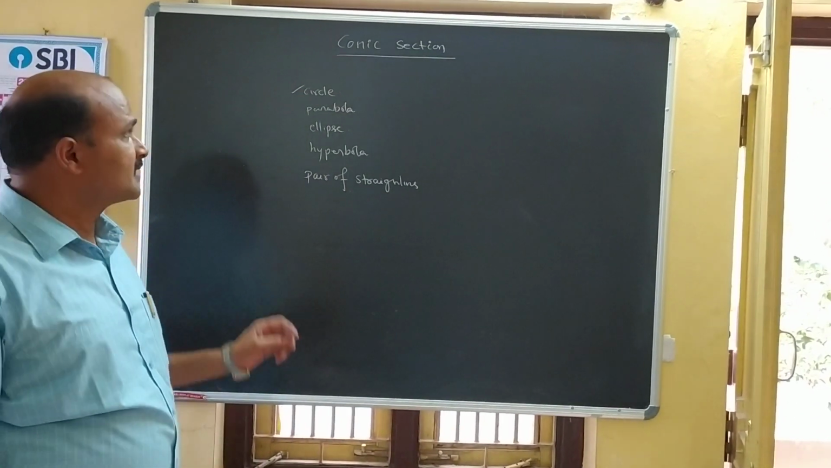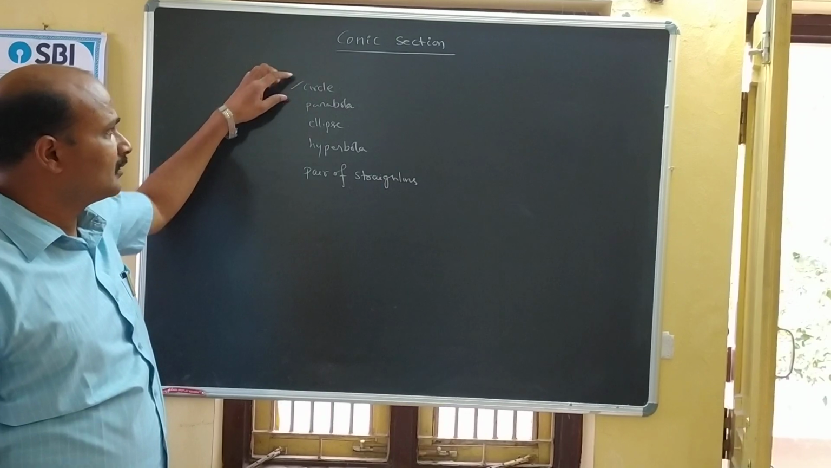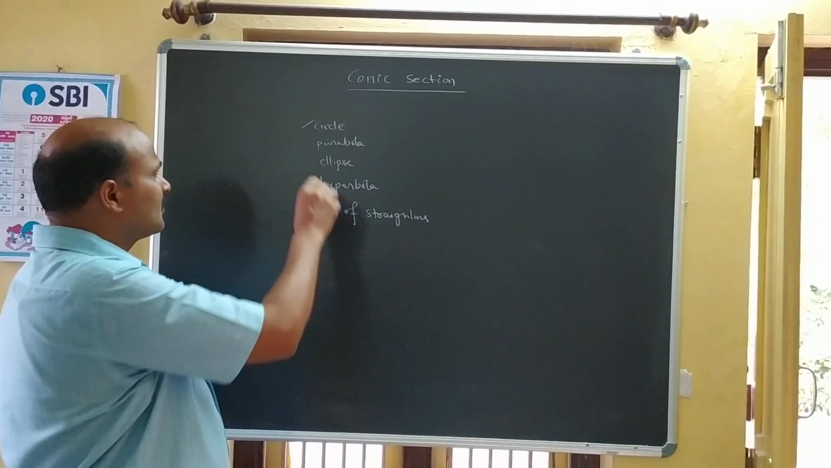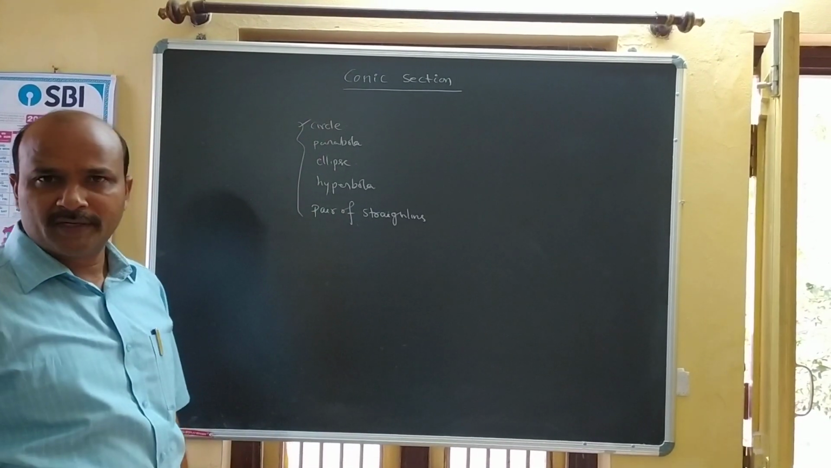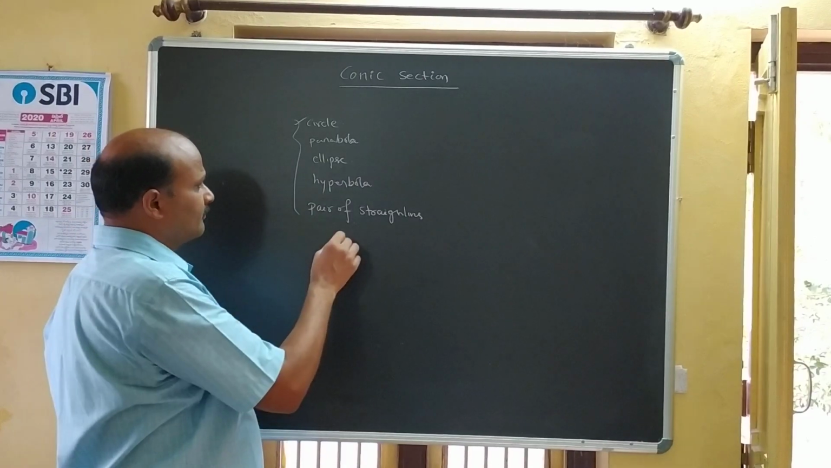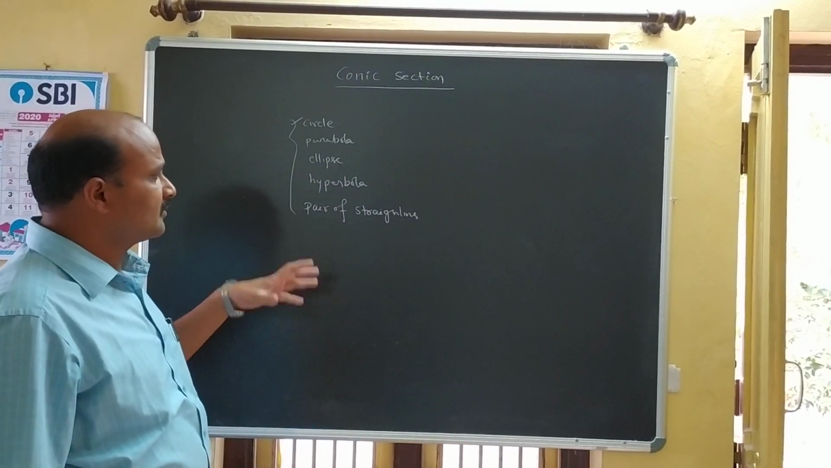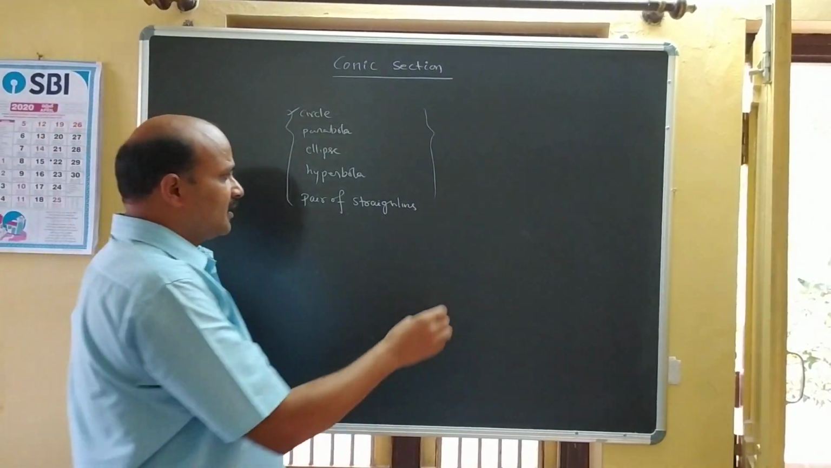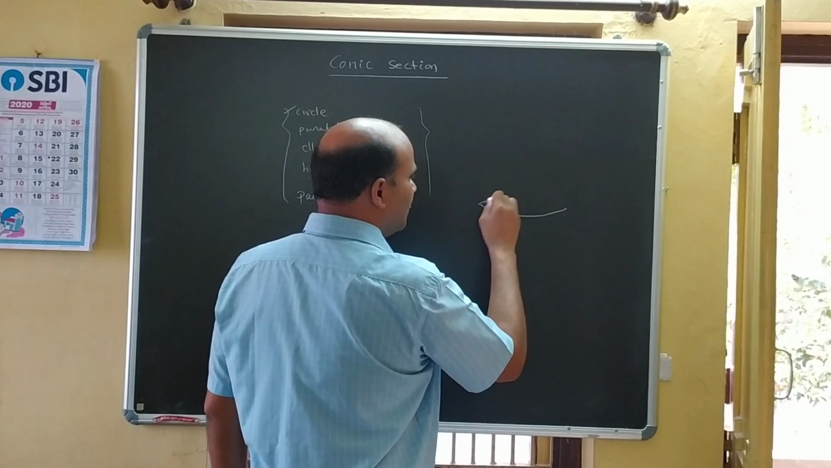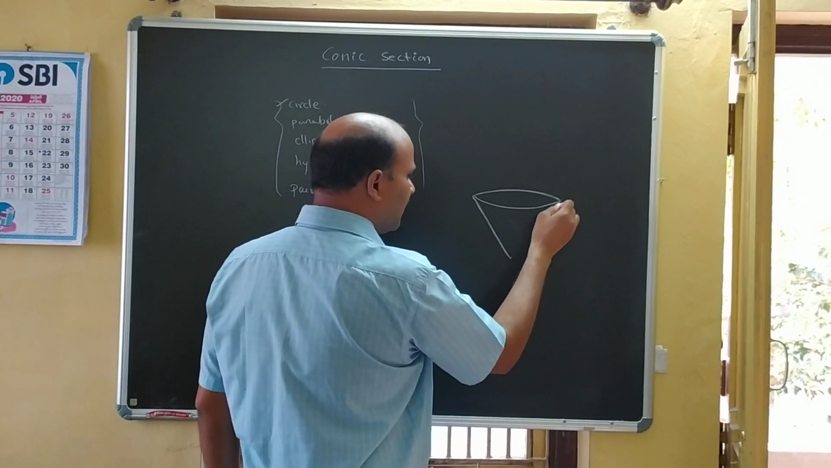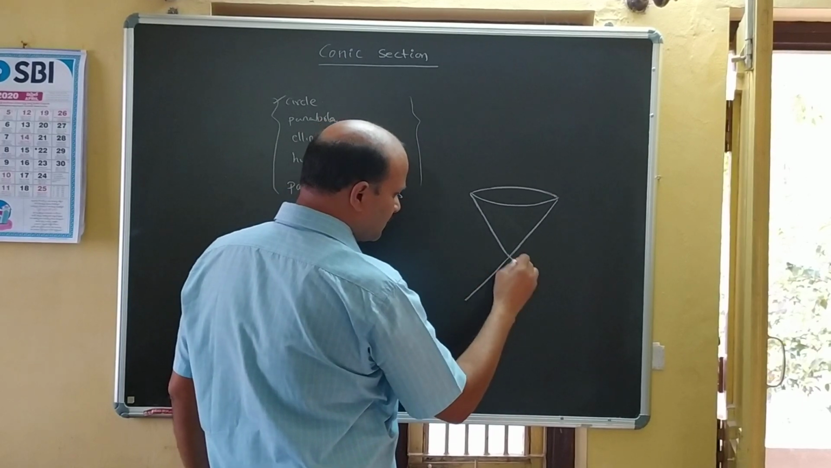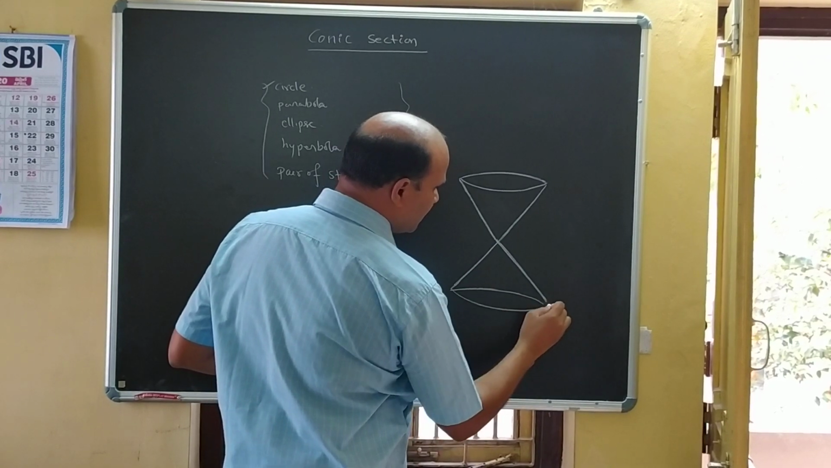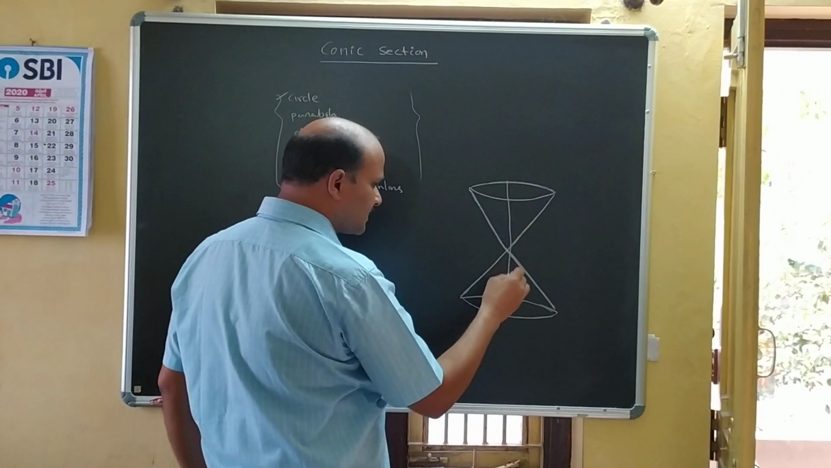Today we have the conic section topic: circle, parabola, ellipse, hyperbola and pair of straight lines. These are all given conic sections. Now, conic section means these are all the curves we have obtained from the double napped cone with the plane. Suppose in this double napped cone, if you cut this, now this is the axis of this.